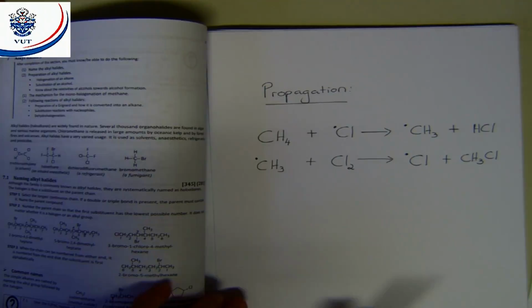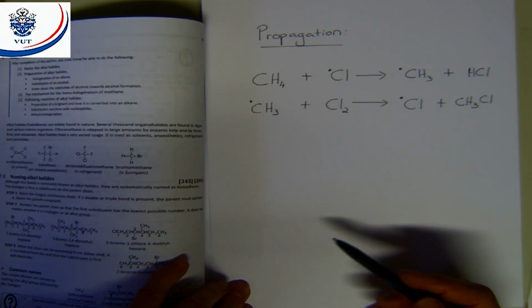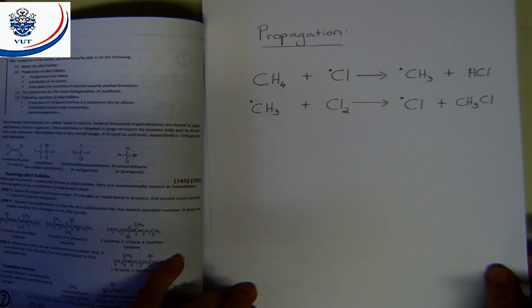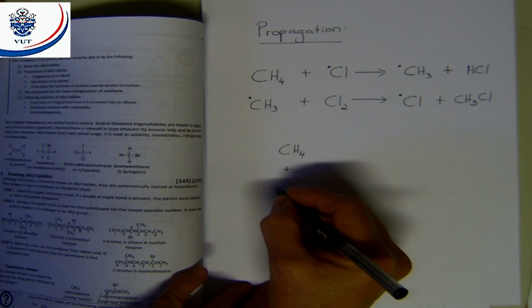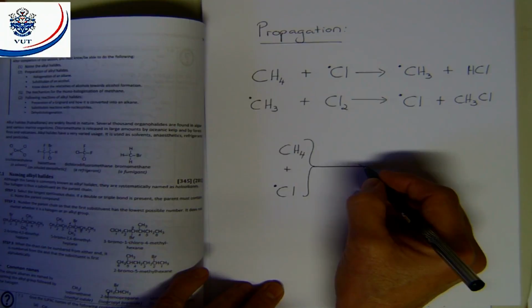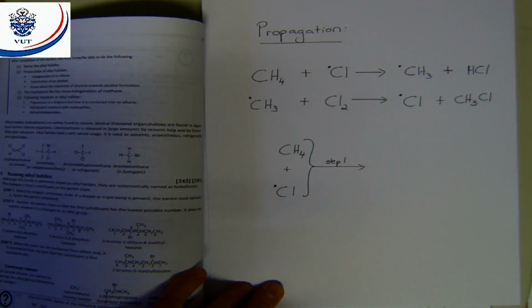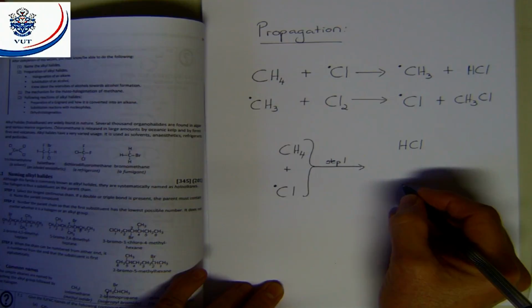Now, this is one way. I find that the easiest way to indicate the propagation step. But we also find other methods by which it can be indicated. For example, they can do it by writing the CH4 and the Cl and indicate to us these two in the first step. They react together. What is the stable product formed? HCl and the new radical CH3.